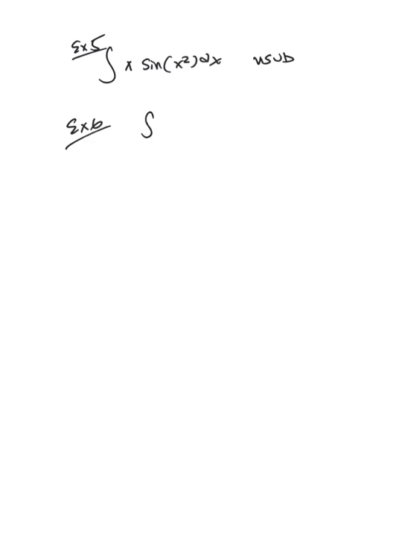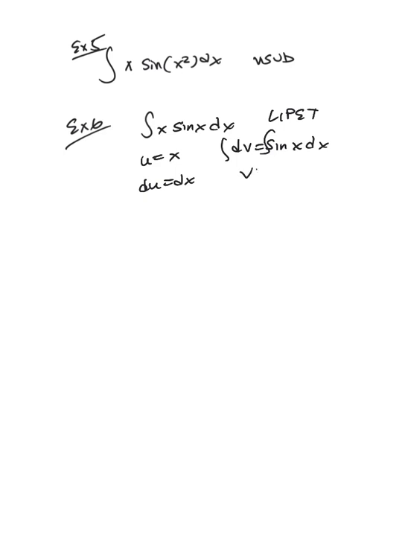Okay, here we go. How about this? Remember, LIPET. So what's u going to equal? x or sine x? The polynomial function, right? So u is x, du is dx, dv is sine x dx. Integrate, v equals negative cosine x. Lucky number 7.